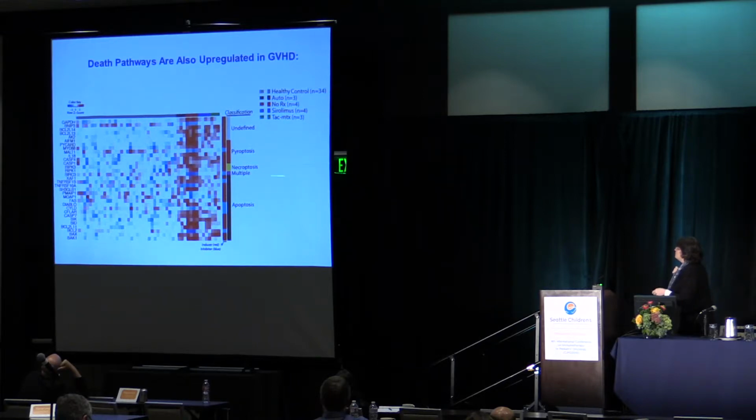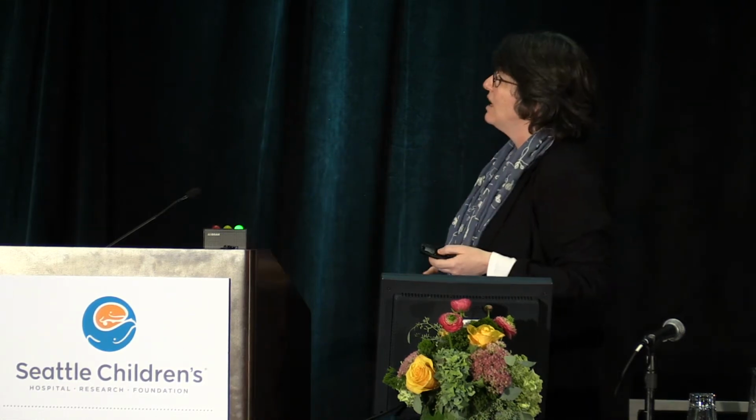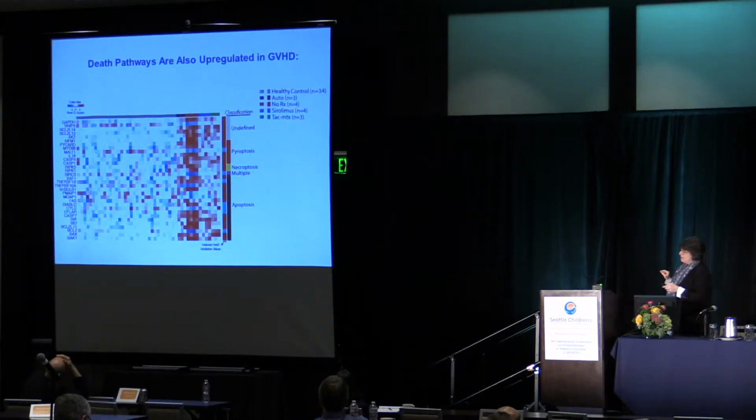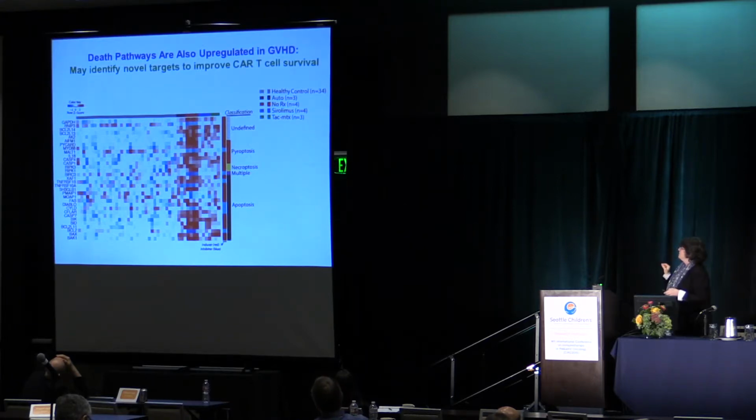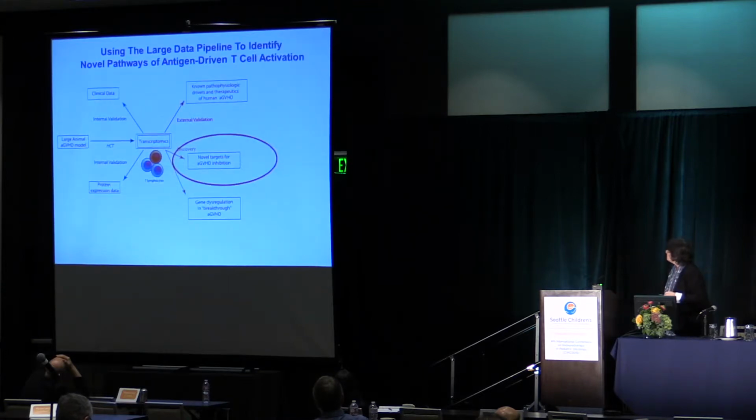necroptosis, apoptosis, but also pyroptosis, and the inflammasome seems like it's going to be very important in probably the natural downregulation of T cell responses so that you don't become a big lymphoma, let's say, when you've got GvHD or any other T cell response. And I think these actually may identify novel targets that could improve CAR T cell survival. So we're really interrogating these very closely now, too.